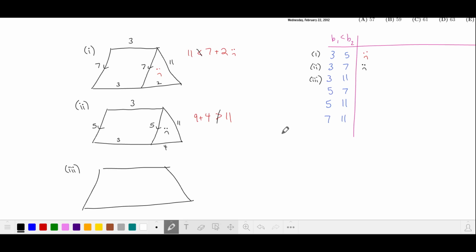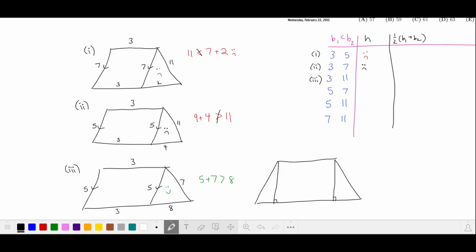Let's try our third pair of base lengths, 3 and 11, not drawn to scale. That leaves our other 2 side lengths as 5 and 7. Here we have triangle inequality is satisfied. 5 plus 7, our 2 shorter sides, is greater than 8. So we have our first valid trapezoid, and let's go ahead and find the area.